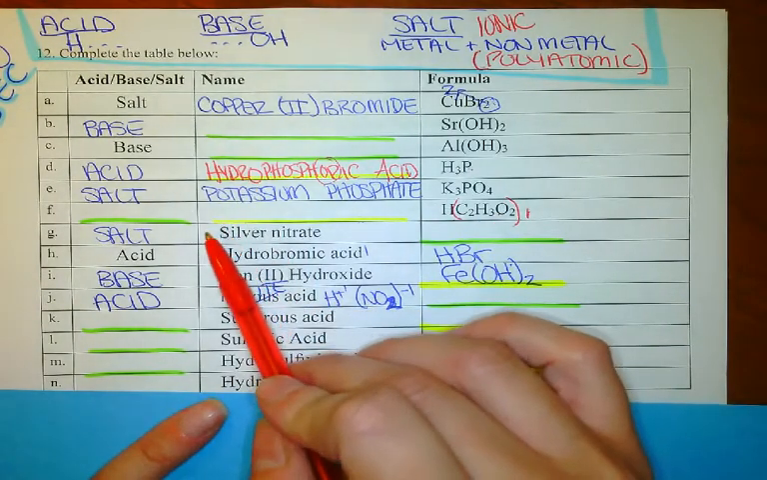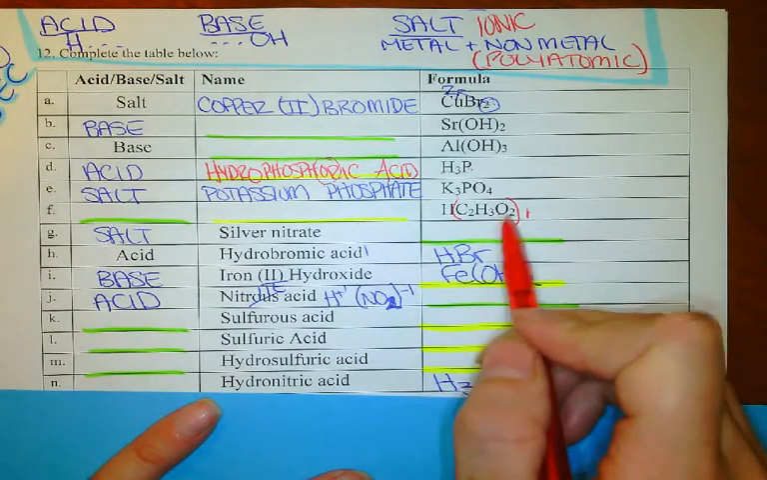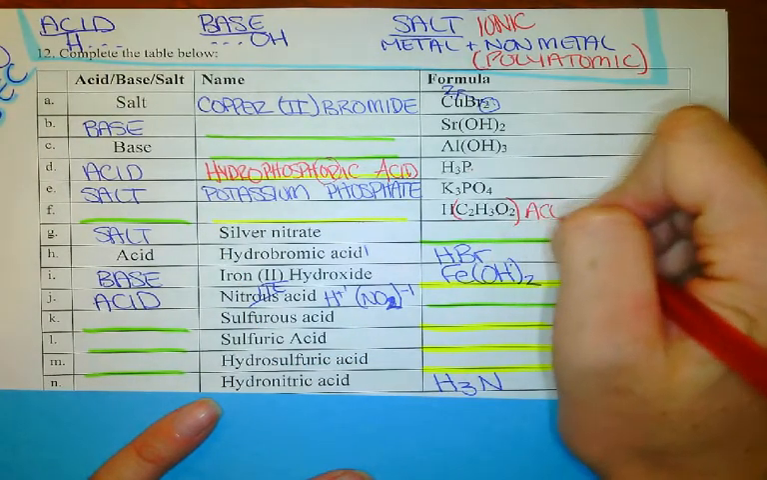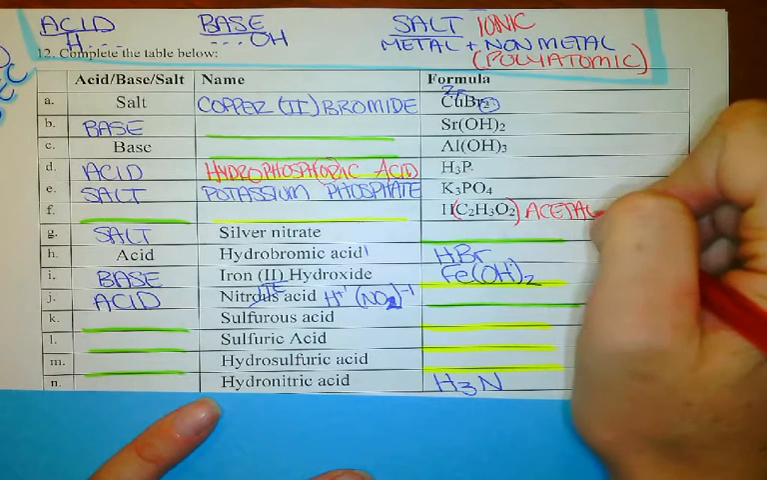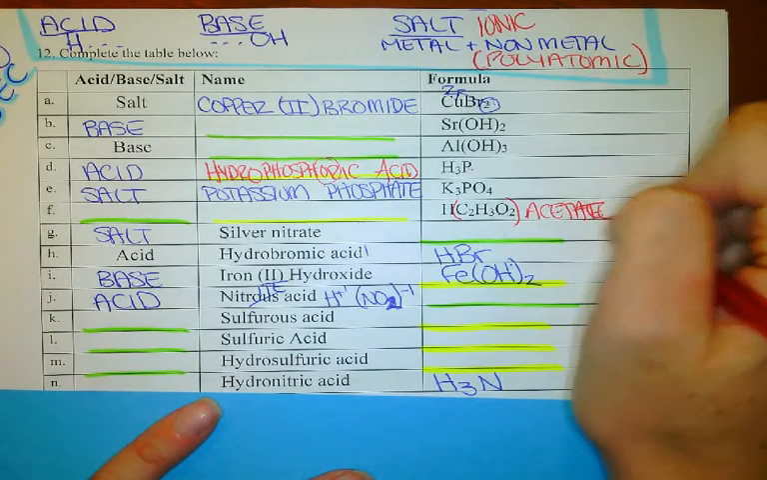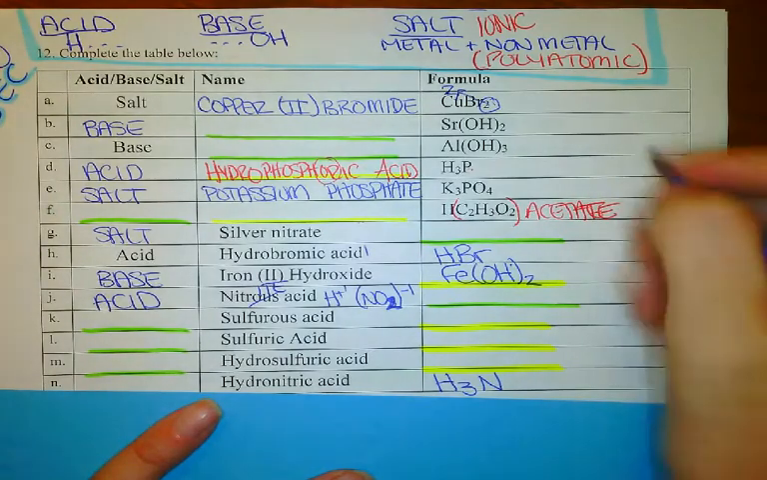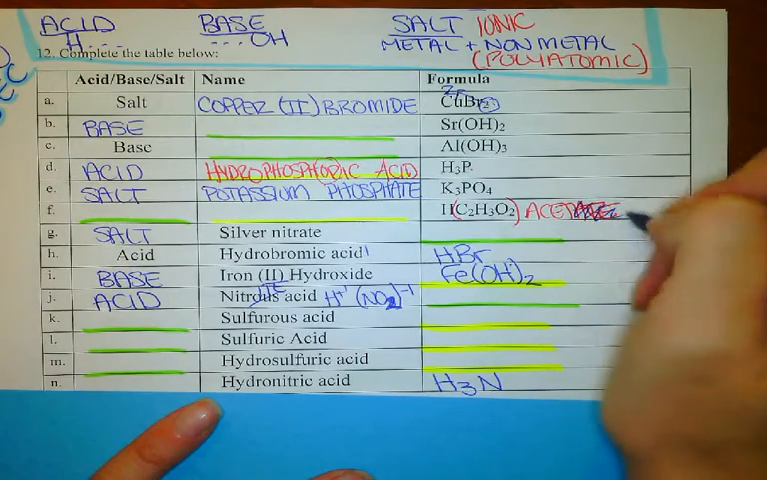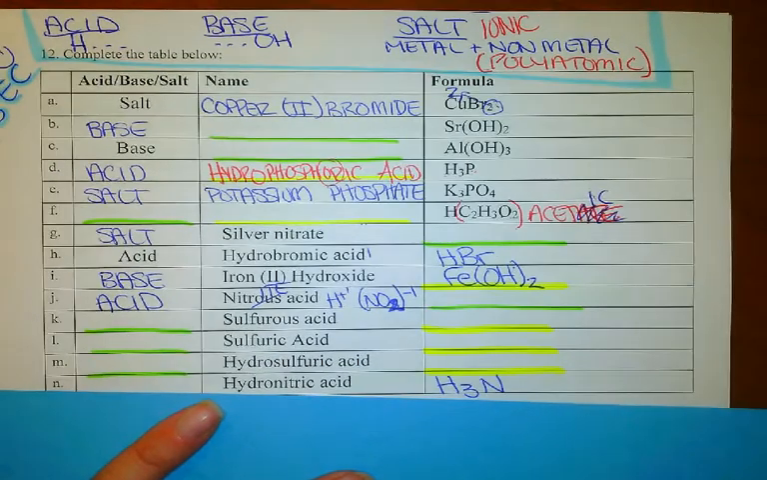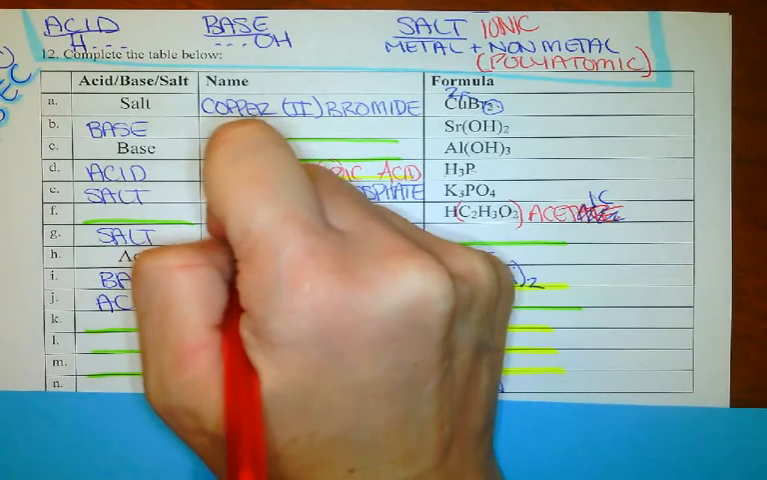Because this is an oxy acid, it is not a hydro acid. So I will not call this one hydro. I'm just going to call it acetate. Acetate, whoops, I spelled that wrong. Acetate acid. But instead of ate at the end, I'm going to say I ate too much, so I feel icky now. We're going to call it acetic or acetic acid.